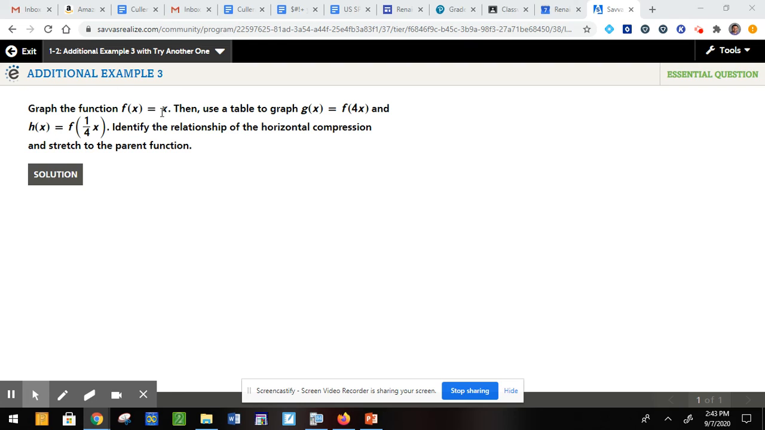It's looking at f of x equals x. So that's going to be a diagonal line. So the f function is a diagonal line through the origin with a slope of 1. Then we're going to use a table to graph g of x equals f of 4x, and h of x is equal to f of 1/4 x.